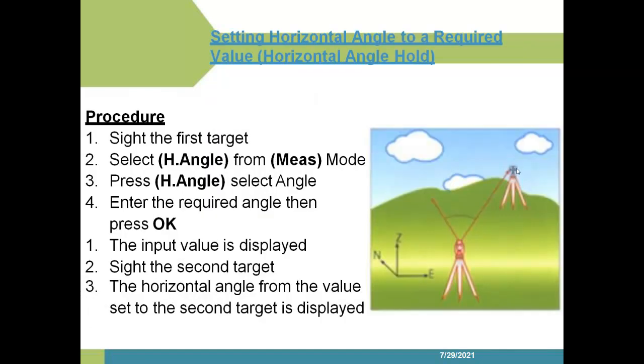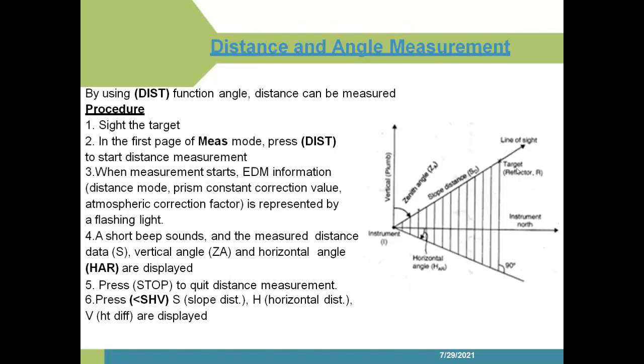So this is the procedure. In this procedure, first we need to sight the first target. After that, select the horizontal angle in the measurement mode, press the horizontal angle and enter the required angle value. If it is the starting point, we give 0. Otherwise, if it is the middle point, we give that particular angle. After that, we track and focus the second target, and then the input is recorded.